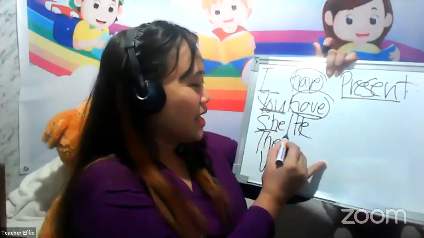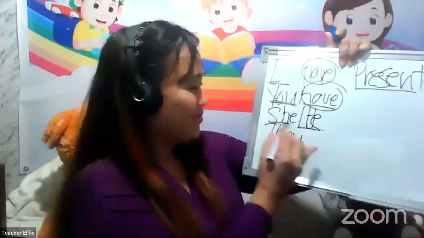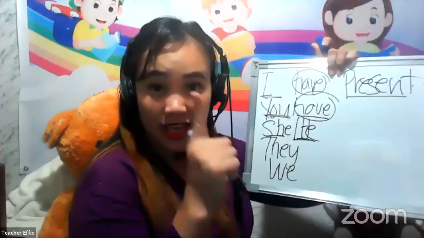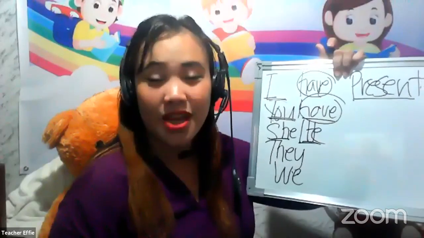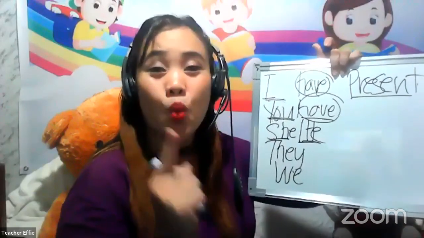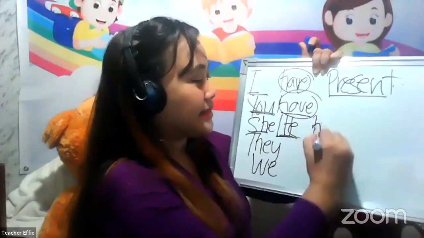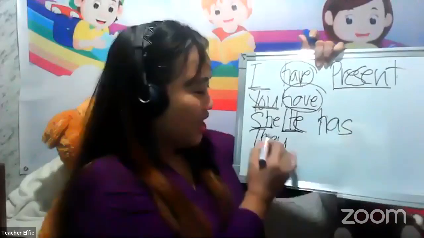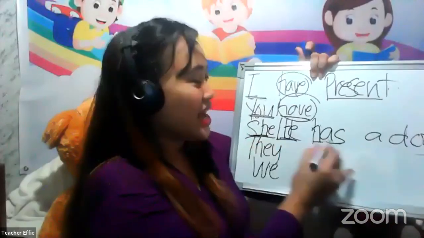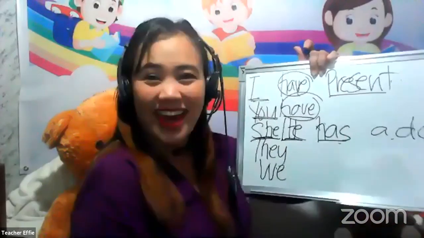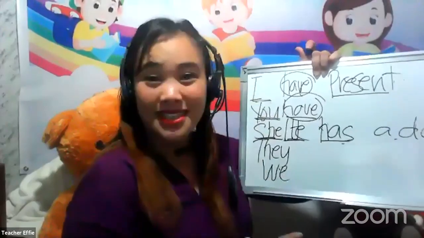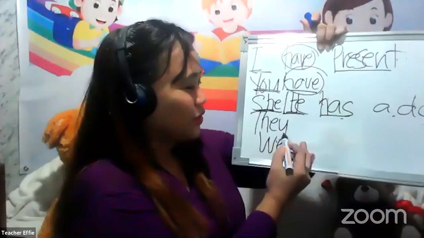Now, she and he. These pronouns are singular, referring to one person. So when we refer to one person in the present time, we use has. He has a dog. She has a dog. So singular in the present time. Now, how about this one? They, referring to many.